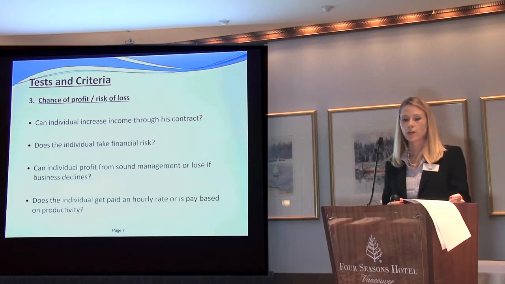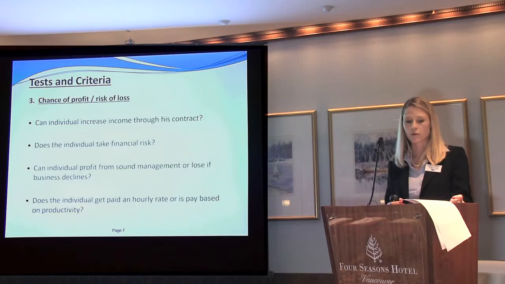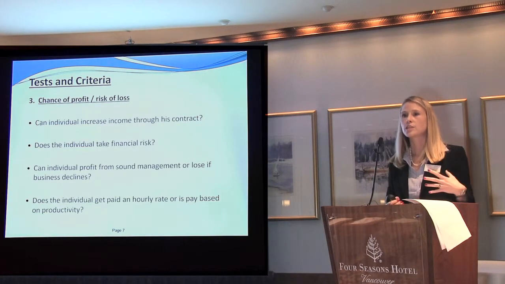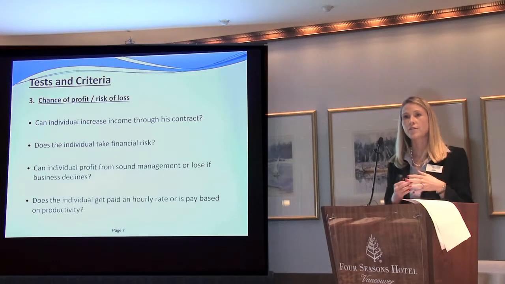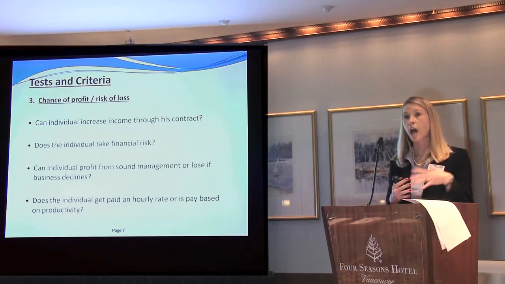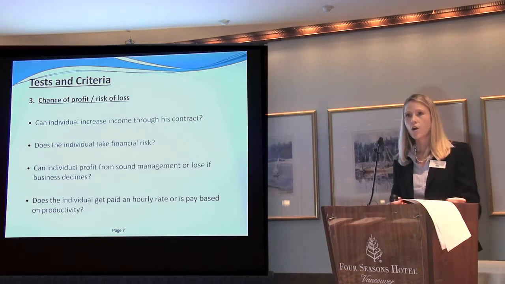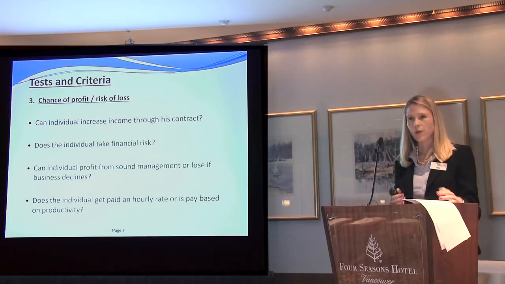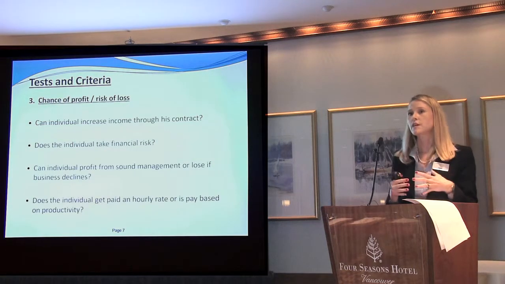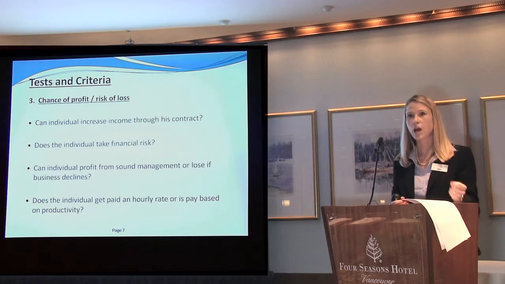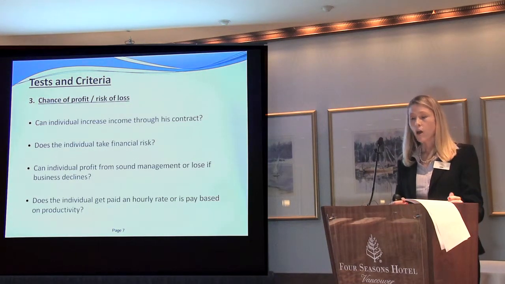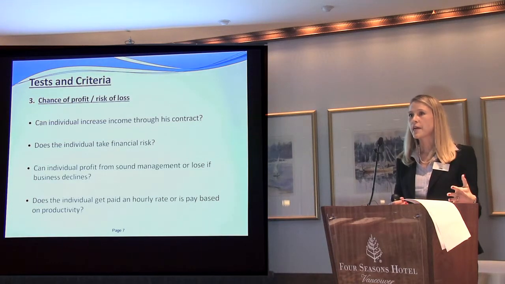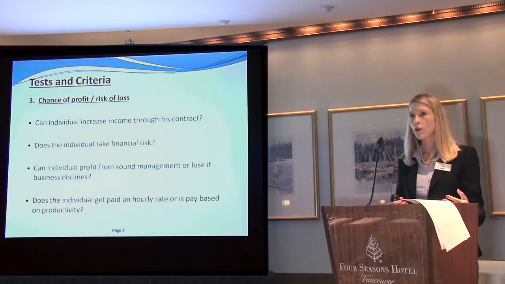So the third test that we're looking at is a chance of profit or a risk of loss. Here we have to ask the question: can this person increase their profits by changing their contract, having more than one contract, and are they able to have more than one contract? Does the documented contract they have signed actually allow them to have that?